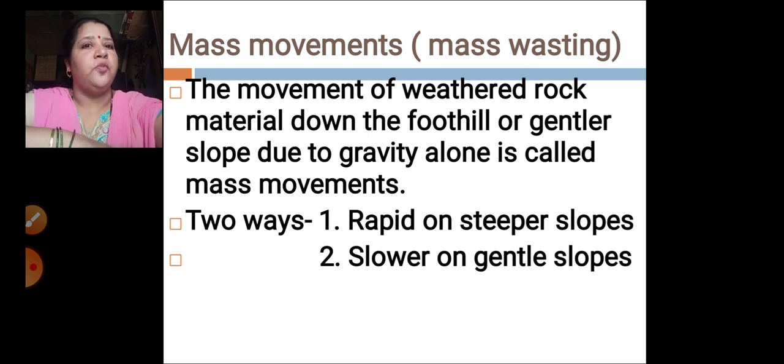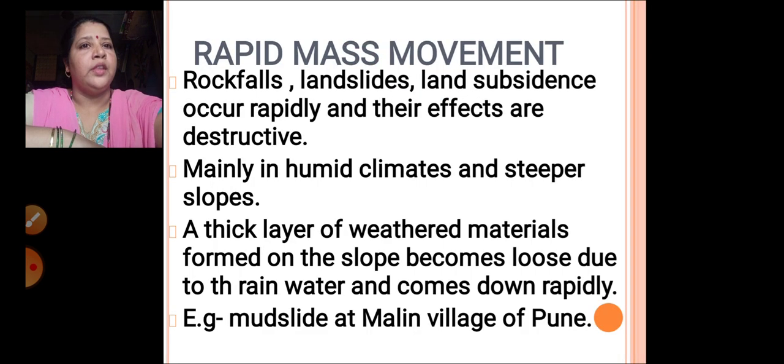There are two types of mass movement. One is rapid, on steeper slopes, and one is slower, on gentle slopes. These are the two: rapid and slower mass movements. Let's learn about this mass movement. First one is rapid mass movement. What is this rapid mass movement? The word itself tells, rapid means fast. Rockfalls, landslides, land subsidence, all these things occur rapidly because of the rapid mass movement.